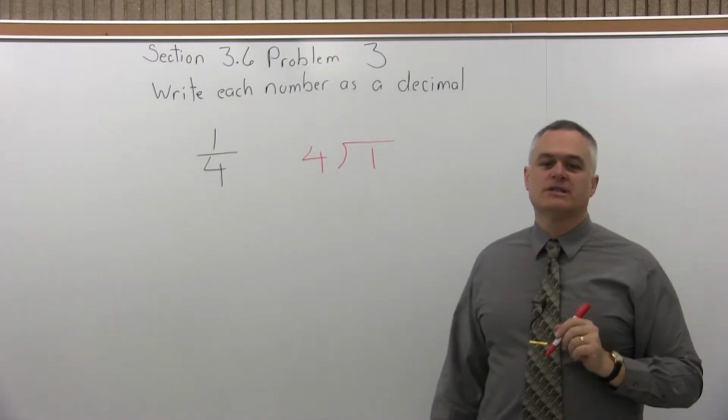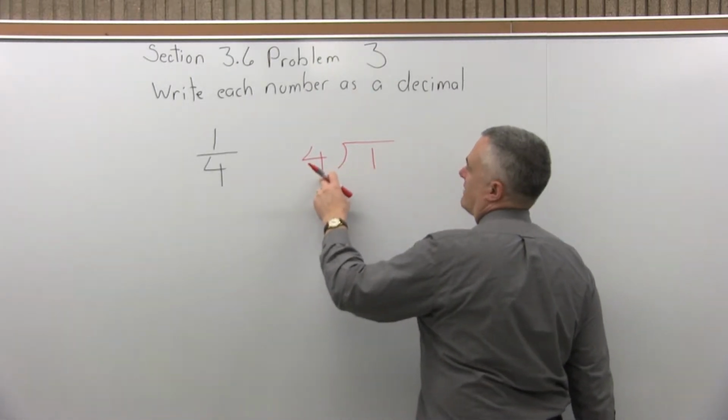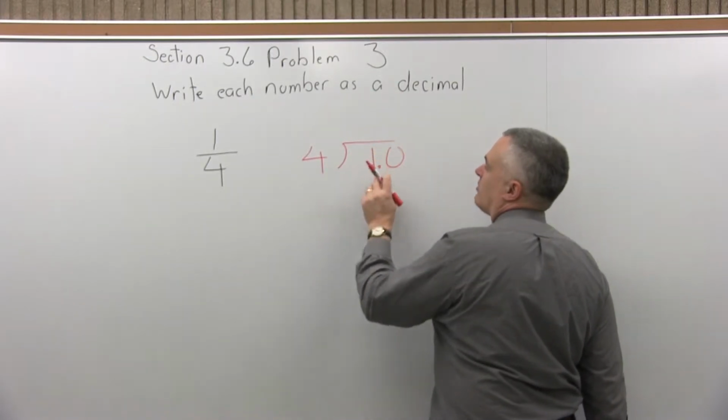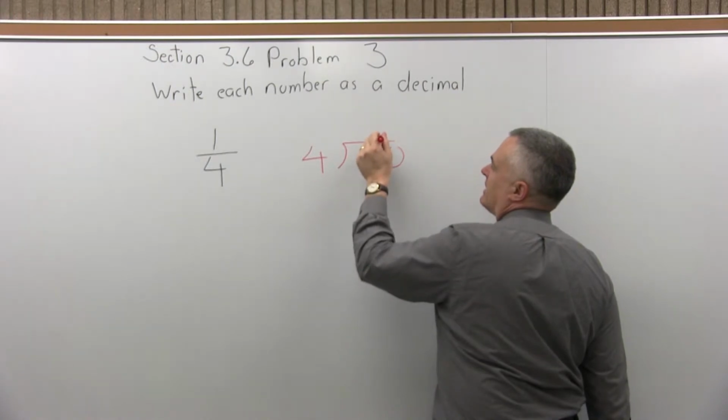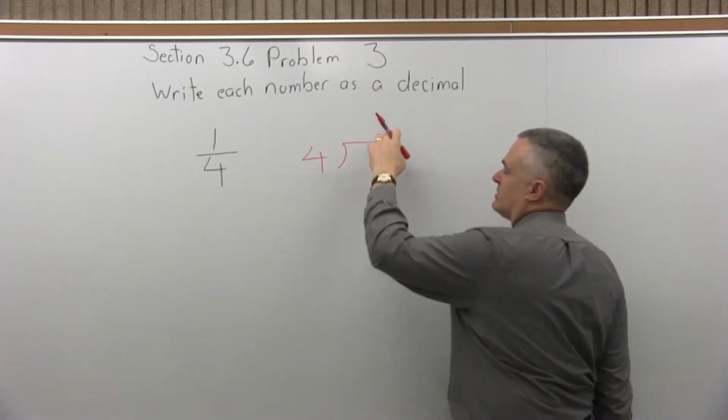So 4 divides into 1. 1 is just simply not big enough for 4 to divide into. So what you have to do is pretend it's a 10. You write it as 1.0, but you just pretend the decimal is not there. You bring the decimal straight up into where the answer is going to be.